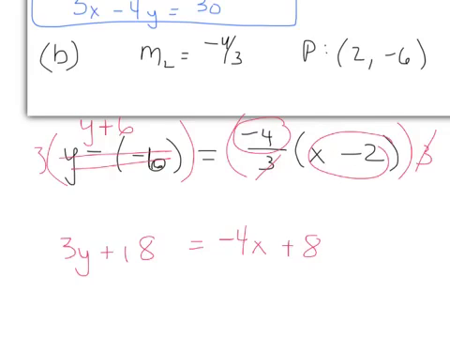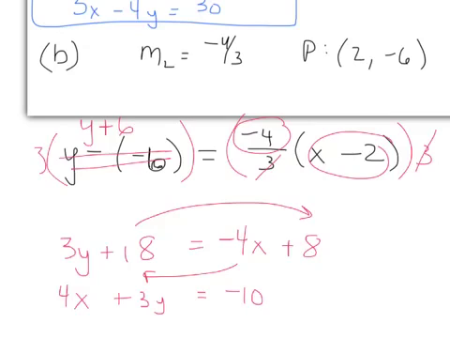Let's add the 4x over to the left hand side, giving us 4x over here by adding it over. Let's subtract the 18. 8 minus 18 is negative 10. On the left hand side we have the 4x plus the 3y. So for this solution we have 4x plus 3y equals negative 10. And again, we can check the answers here by taking a look at the slopes real quick to make sure that they are indeed parallel and perpendicular.